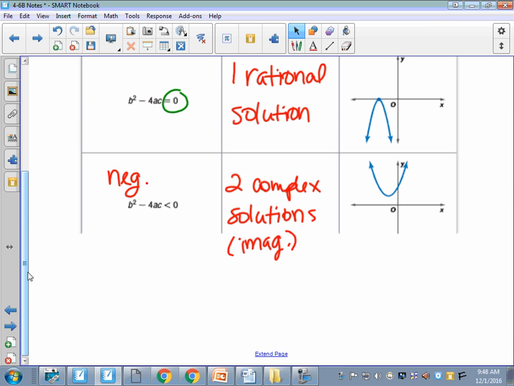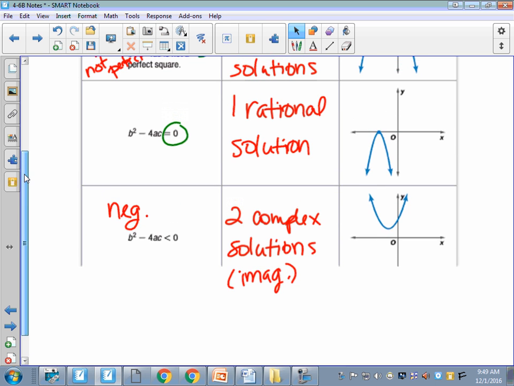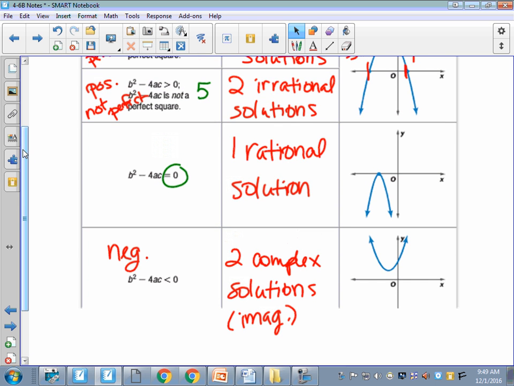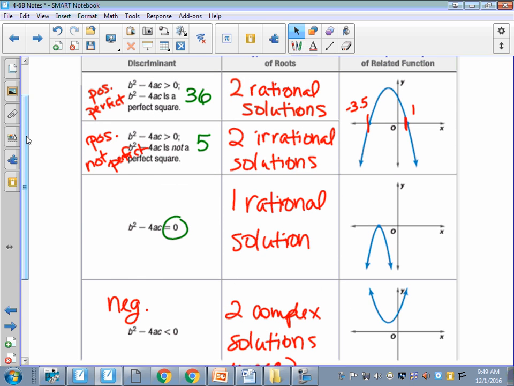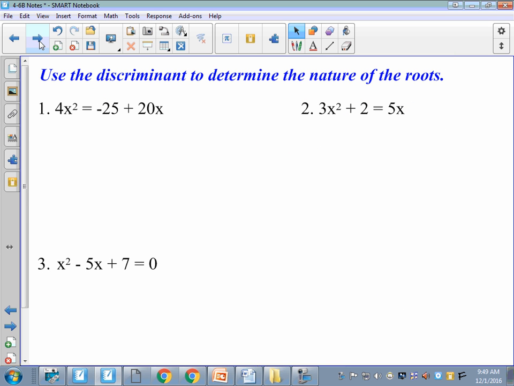So if we were solving by graphing, that's when it didn't touch the x-axis. We'd always say no real solutions. Well, the reason there's no real solutions is because the two solutions are complex, imaginary. One real solution was when the vertex was on the x-axis, and then two solutions. Okay, they could be nice or they may not be nice. It just depends.